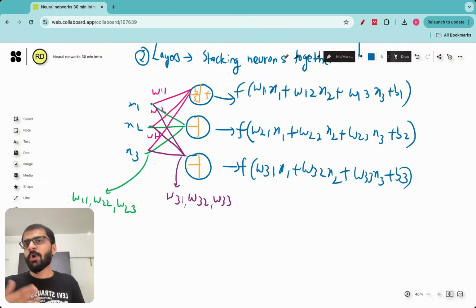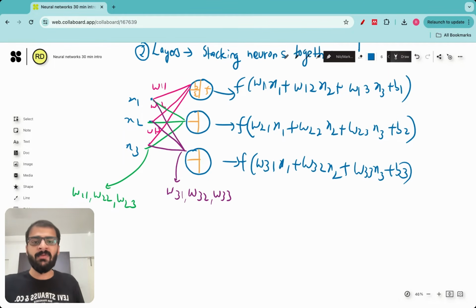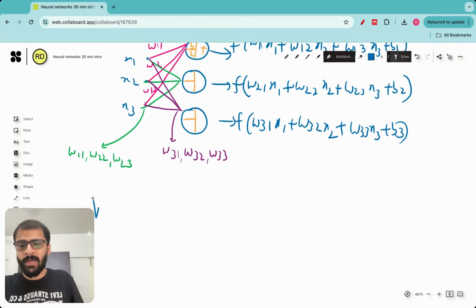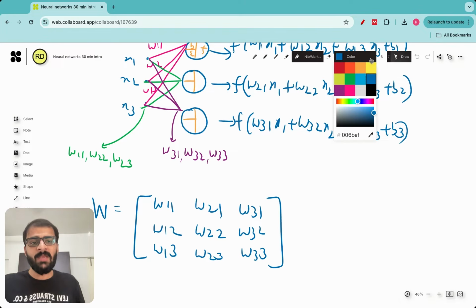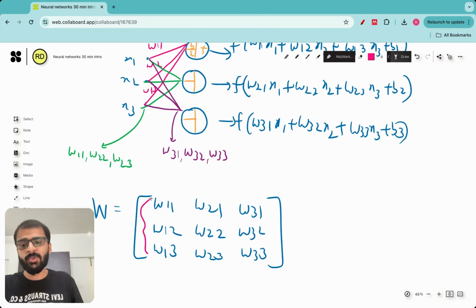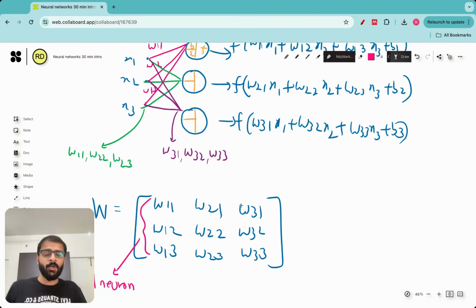And now your question would be, what is the advantage of stacking neurons in a layer? The real reason to understand this can be found when we look at the matrix. If you look at the W matrix, it can be written as: W11, W12, W13, W21, W22, W23, W31, W32, W33. Now, every column of this matrix is the weights associated with a neuron. So this is the weights associated with the first neuron, this with the second neuron, and this with the third neuron.